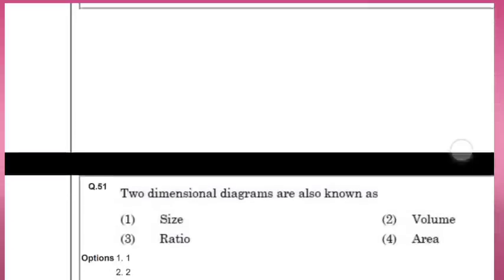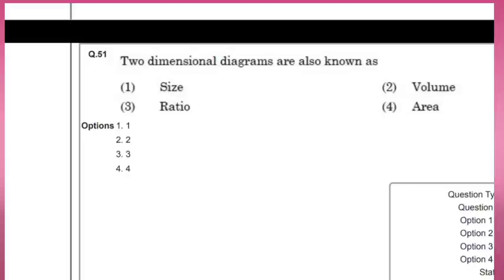And next question: two-dimensional diagrams are also known as what? Option 4 is the right answer. Two-dimensional diagrams are basically also known as area diagrams.